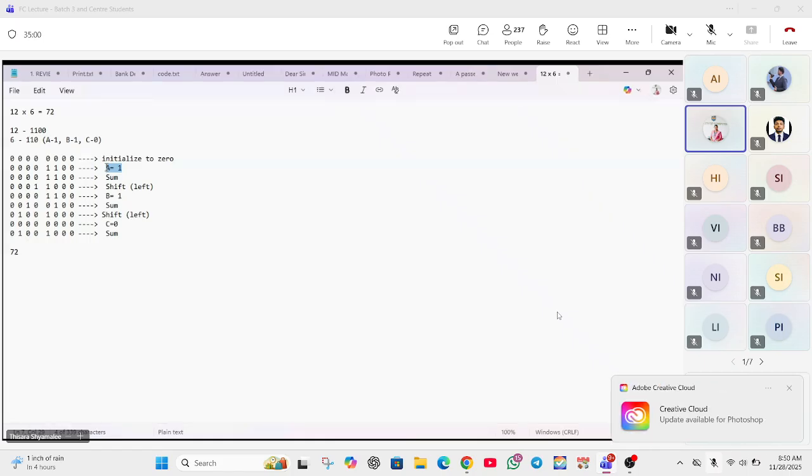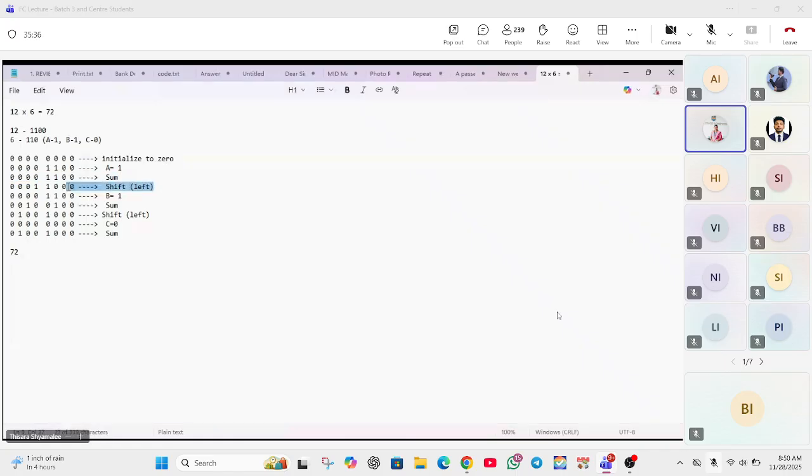Then the next step is, you need to take the summation of the previous two steps. What are the two steps? The previous two steps: initialize to 0 and A equal to 1. So you need to get the summation of both. Here 0 plus 0 is 0, then 0 plus 0 is 0, then 0 plus 1 is 1, then 0 plus 1 is 1. Then the other remaining zeros are kept the same as they are. That is the first summation.